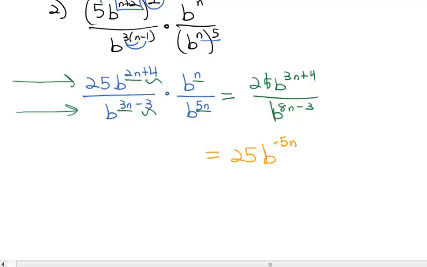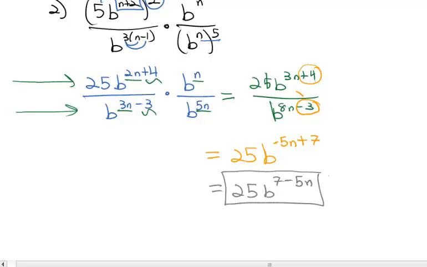And then 4 minus, be careful here, we're doing 4 minus negative 3. Minus a negative 3 makes it a positive. 4 plus 3 is 7. Be very careful of sign errors there. And to make this nicer, we don't like to see negative exponents, so I'm going to write this as b to the 7 minus 5n. Switching the order there so the first part of the exponent is positive, and then we can leave it like it is. So 25b to the 7 minus 5n.